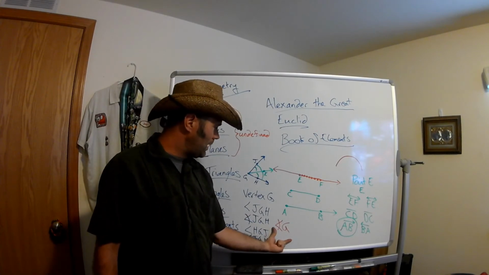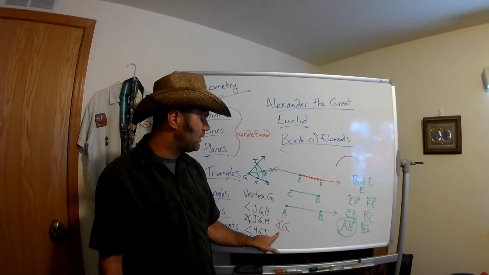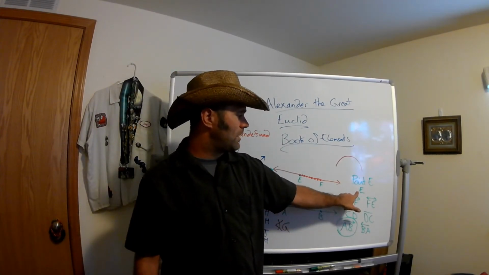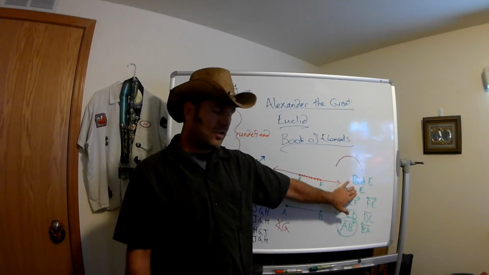You can have 1 letter for an angle, but you better have that angle symbol in front of it. No angle symbol in front of it just means a point. So if you want to talk about a point, you're just going to put the letter down.